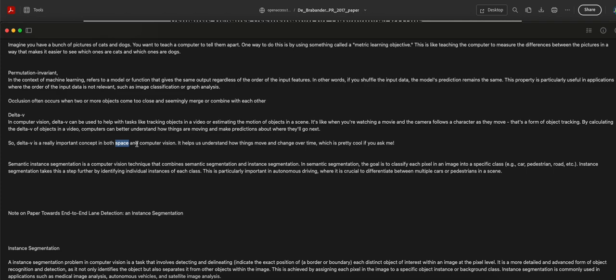Before that, I asked for a computer vision example, which is much easier to relate to. Semantic instance segmentation is a computer vision technique that combines semantic segmentation and instance segmentation.